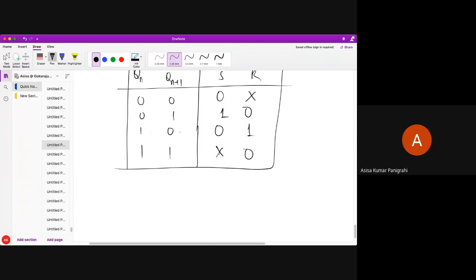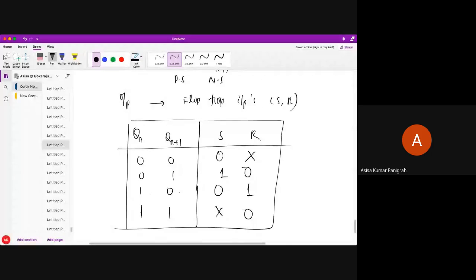Very important. So if you understand this, then only you will be able to understand the next flip-flop. So what is my suggestion, students? You guys have to see the video and practice again at home.